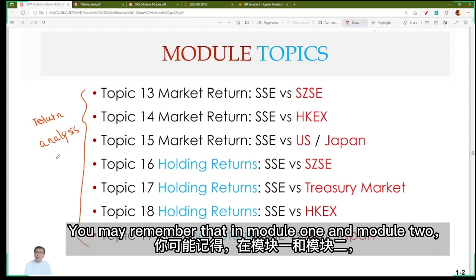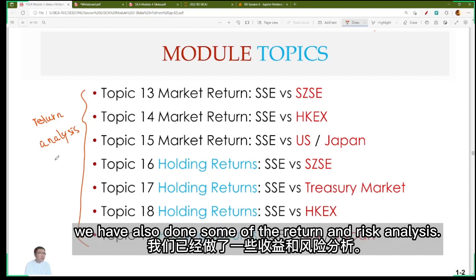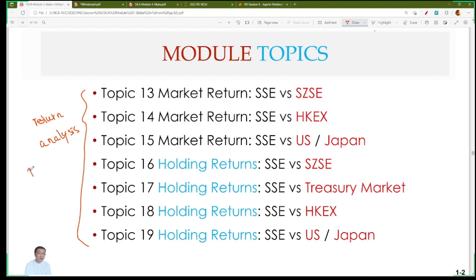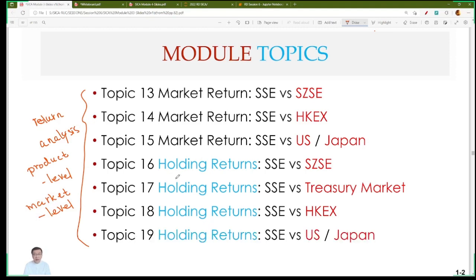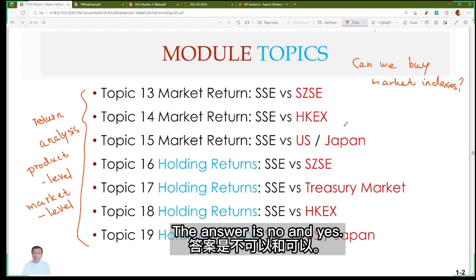You may remember that in Module 1 and Module 2, we have also done some of the return and risk analysis, but that is on product level. And here we are on market level. Someone may have a question. We study market level return and risk. That is okay. However, can we buy market index? Can we buy market index? The answer is no and yes.